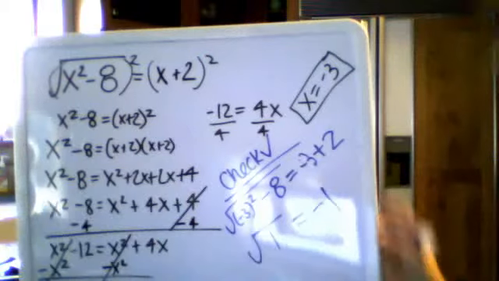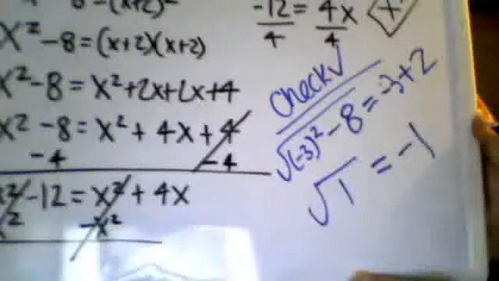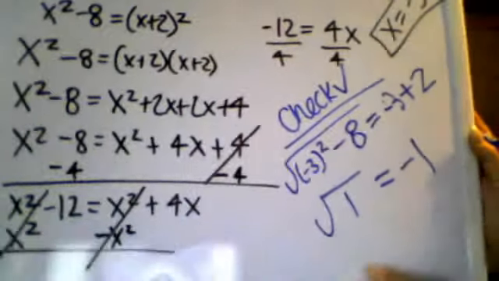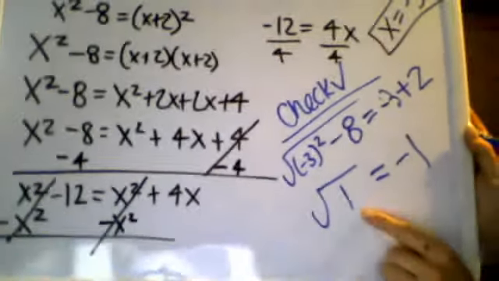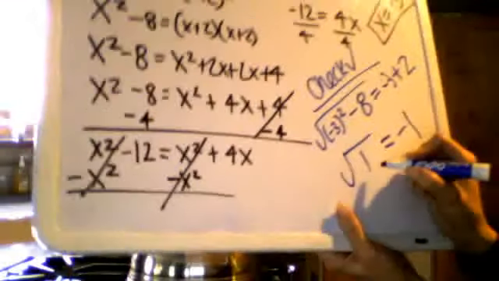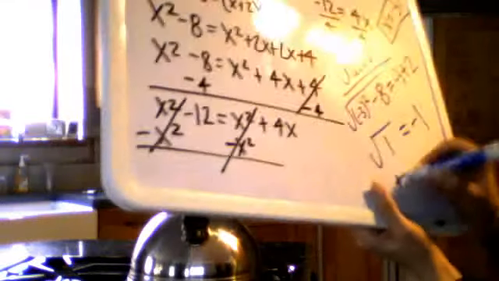Now, it looks a little confusing depending on if you've gotten into imaginary numbers or whatnot, but either way, when something's under a radical, when you're trying to find out what it is, it's always going to be plus or minus. So the root of 1 equals plus or minus 1. So this does work. So your answer is negative 3.